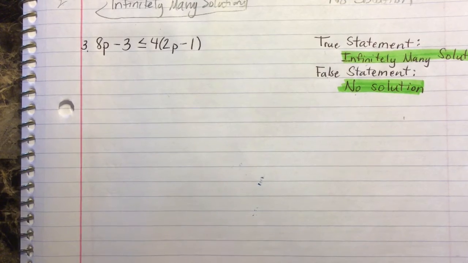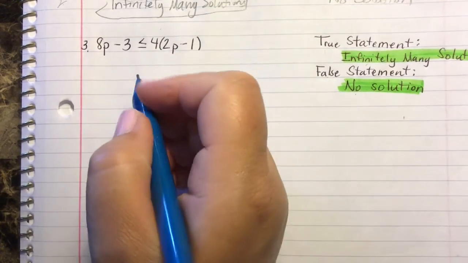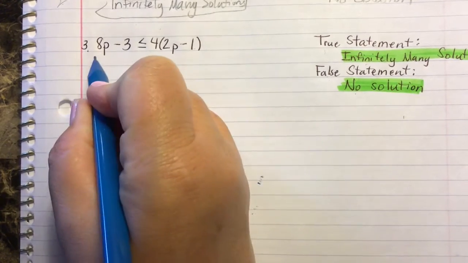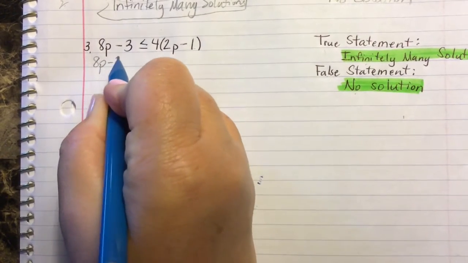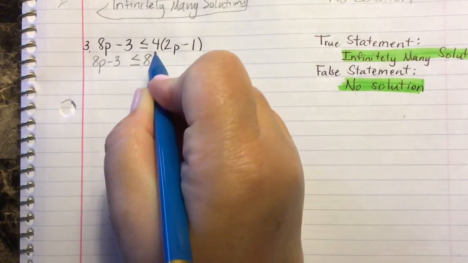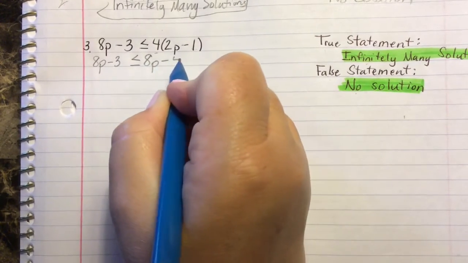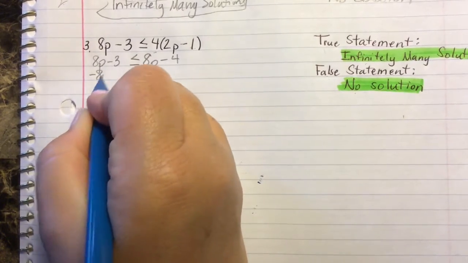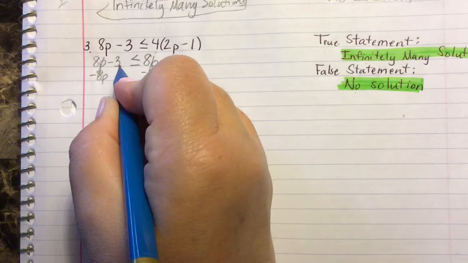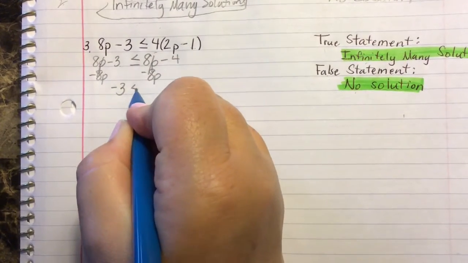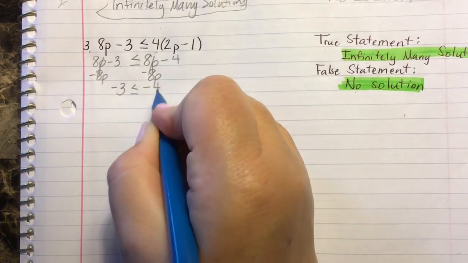Now for question 3, I'm going to go ahead and distribute on the right-hand side since I do have parentheses that need to be gotten rid of. I'll bring down the left-hand side. 4 times 2p is 8p. 4 times -1 is -4. I'll move my variable from the right to the left. I'm left with, and again, those cancel out, -3 is less than or equal to -4.